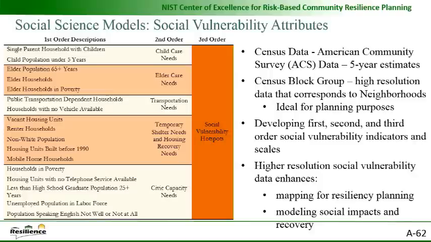Very high resolution data. We're developing first order as well as second order indices, so you can see some of the characteristics we're looking at: single parent households, elder households, households in poverty, et cetera. We're linking those together to create second order indices that can be used for particular types of planning activities, and then combining those together to form social vulnerability hotspots, if you will, that can be overlaid with physical and hazard exposure. We're developing both maps as well as using these attributes in our modeling.